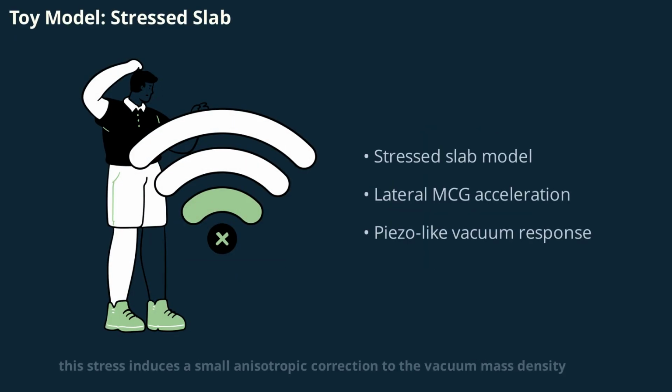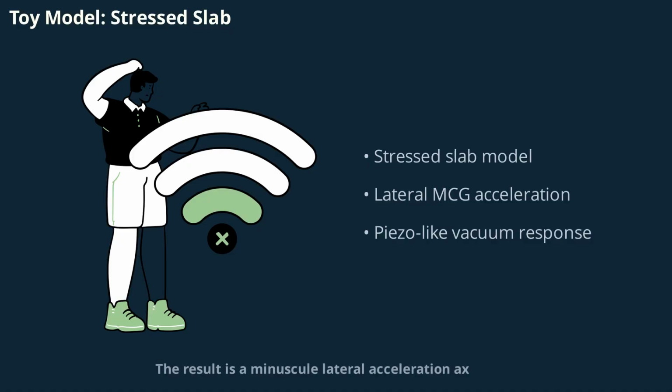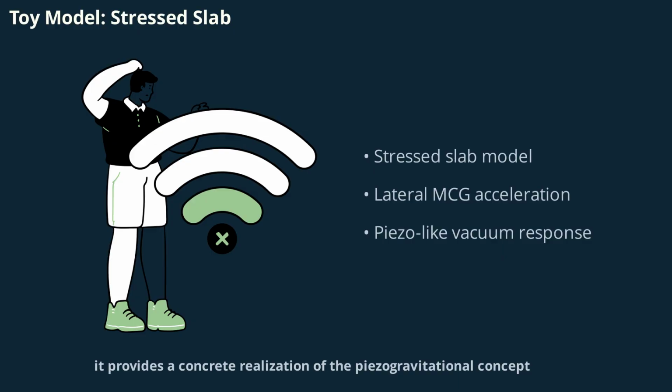In MCG, this stress induces a small anisotropic correction to the vacuum mass density, leading to a lateral gradient in the MCG potential. The result is a minuscule lateral acceleration, AX, signifying that internal stress can branch and squeeze the vacuum flow away from the main MCG column. While the effect is extremely small, it provides a concrete realization of the piezogravitational concept.